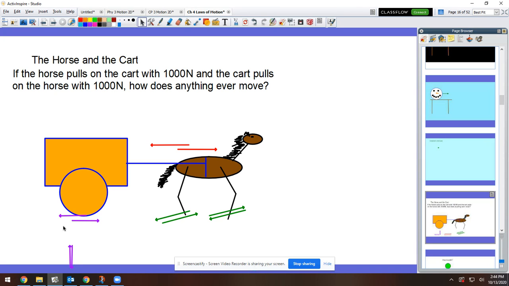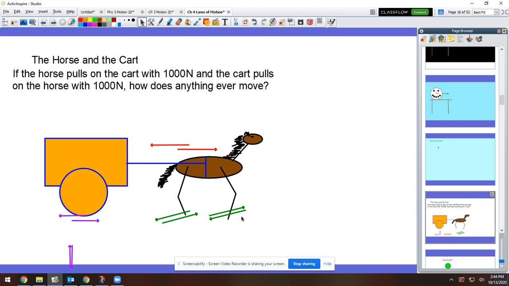But the real key here is that the resistance forces located here at the wheel, they do not have to be anything like the forces at the hoof. And that is the whole point of this. The whole point of this is the idea of outside forces cause motion.